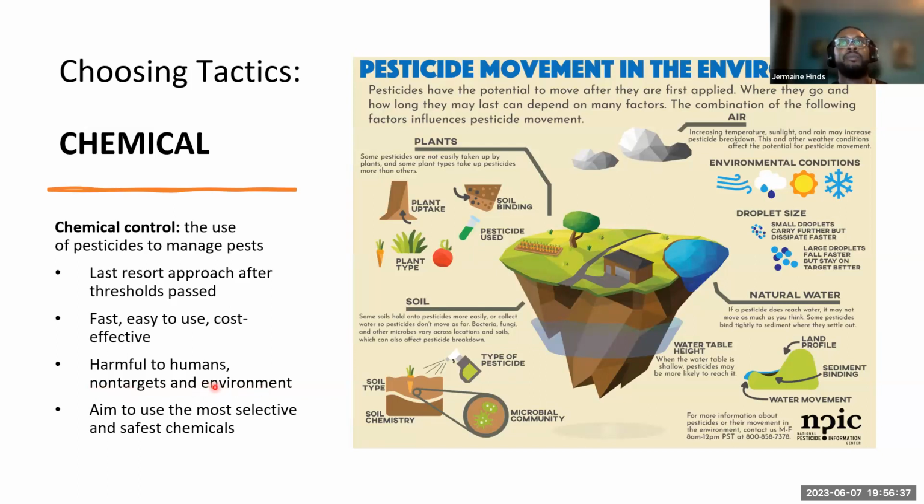Pesticides can travel through plants. Plants can uptake pesticide residues through soil. Pesticides can seep in through soil, can get into the water, and leak in different ways. So this is why this is generally a risky last resort option. And so when you do have to use a chemical pesticide, you want to aim to use the most selective and the safest chemicals.